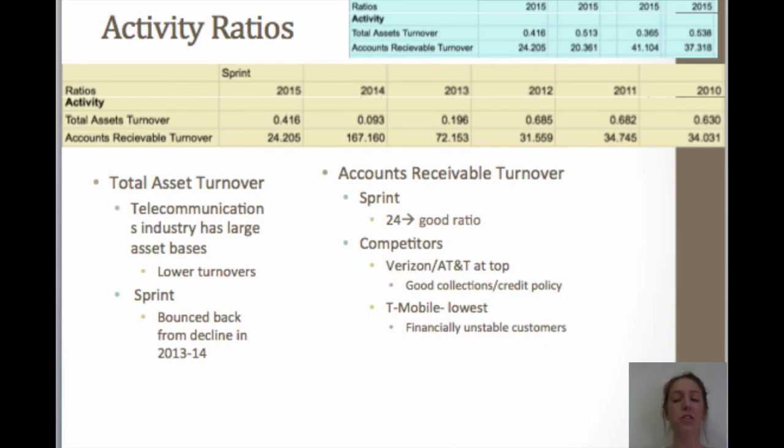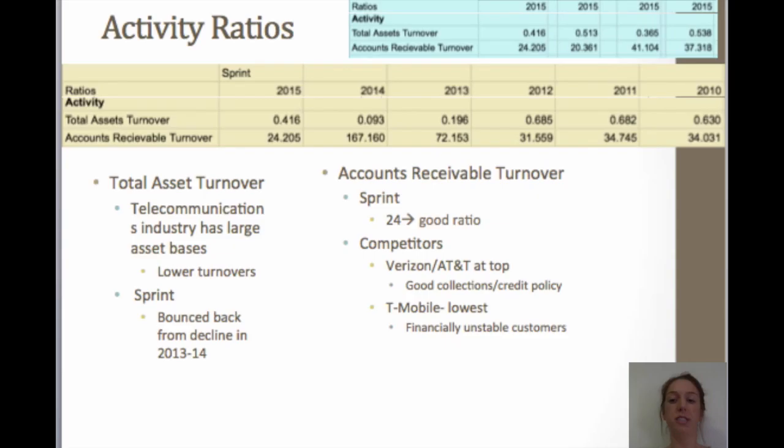When looking at Sprint over the past 5 years, though, it shows they had around a 0.6 for the total asset ratio before 2013 and 2014, where it plummeted to 0.19 and 0.09 respectively. And these 2 years were really bad years for Sprint financially, so seeing that ratio go back up in 2015 is a good thing.